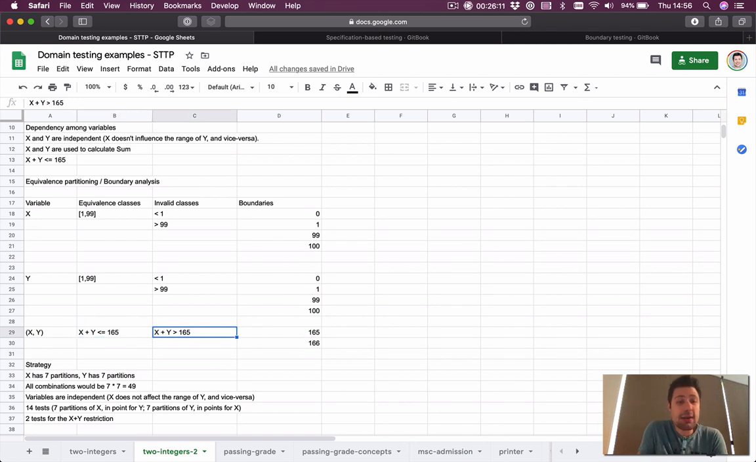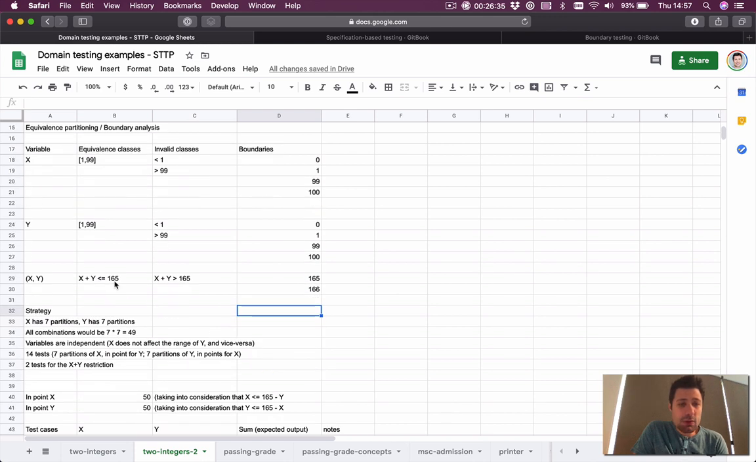I know that an invalid class is the other way around, so if x plus y is greater than 165, that is invalid. And I also have boundaries, right? So the 165 is the on point, the 166 is just the off point. So I just have more tests, yeah? So I still have 7 for x, 7 for y, and I saw 4 for this combination.